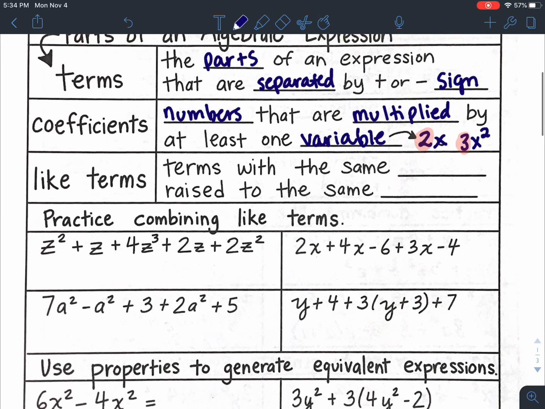The next thing we have are called like terms, which we're going to practice combining a little bit further down. So like terms are terms with the same variables raised to the same powers. Now, powers you might have heard last year. It depends on what school you went to. These are also called exponents.